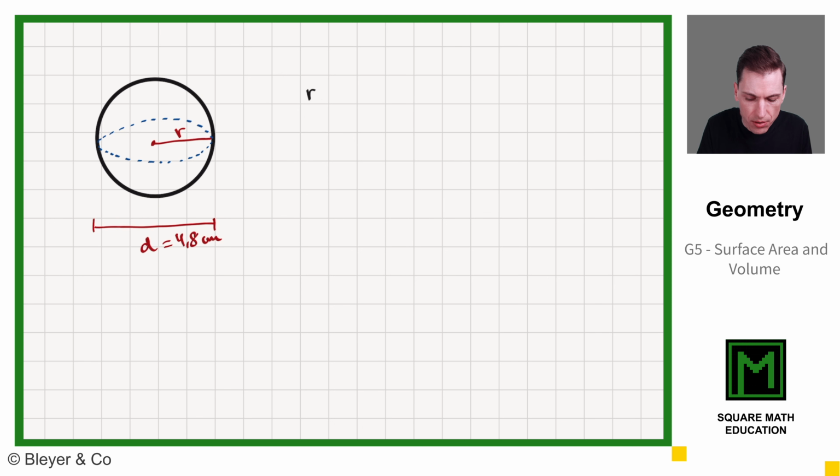So the radius is half of the diameter. That is 4.8 divided by 2, which gives us 2.4 centimeter. Remember, only centimeter. This is one dimension, only the length. Now that we know the radius, we only need to plug in to find out the volume.